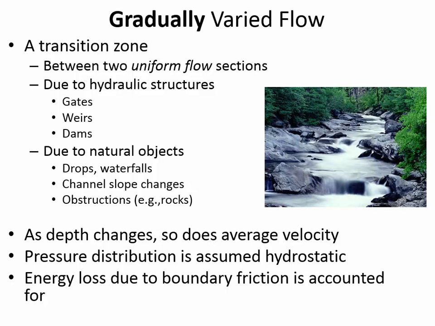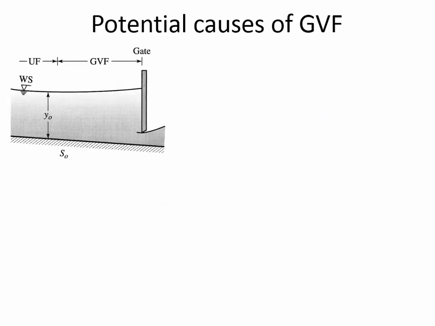And so we can't ignore frictional losses over that extended length. So the process we go through is going to account for energy loss. So let's just begin by looking at some sorts of structures and flow conditions that could cause gradually varying flow. And we've looked at diagrams similar to this before.